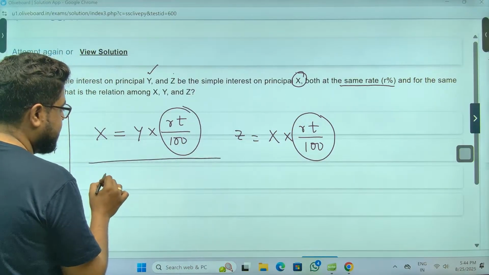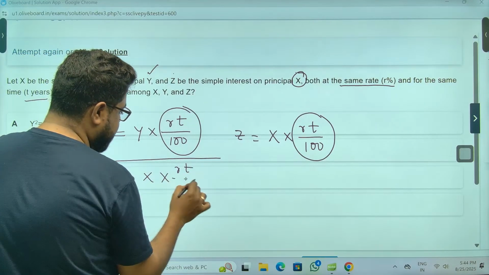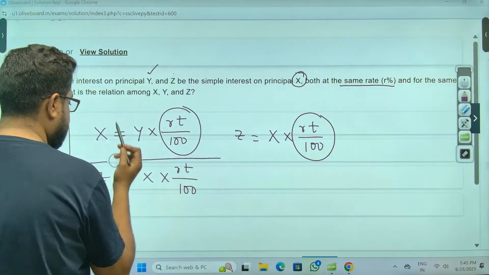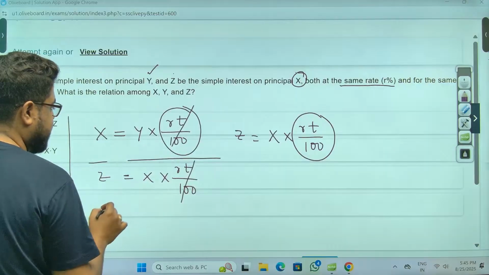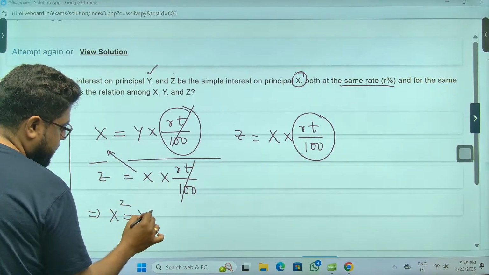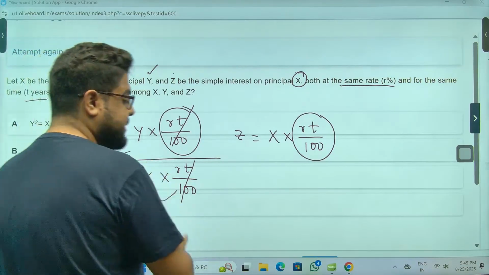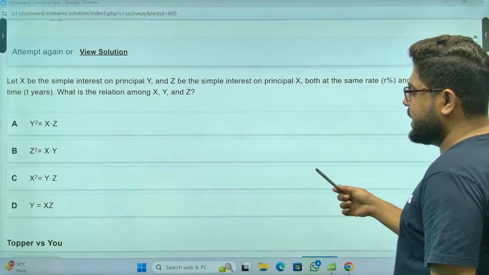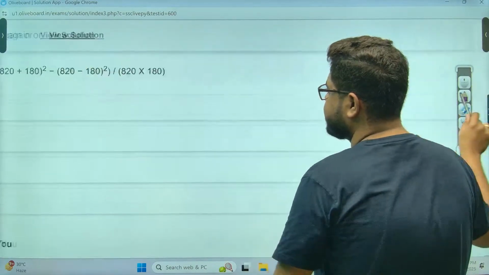So I'm just dividing. Z equals X into RT by 100. That's all, sir. RT by 100, RT by 100 cancels. So X square becomes Y into Z. That's your answer. X square is YZ. Option C is most definitely your correct answer. X square is equal to YZ. Simple question. Very simple.